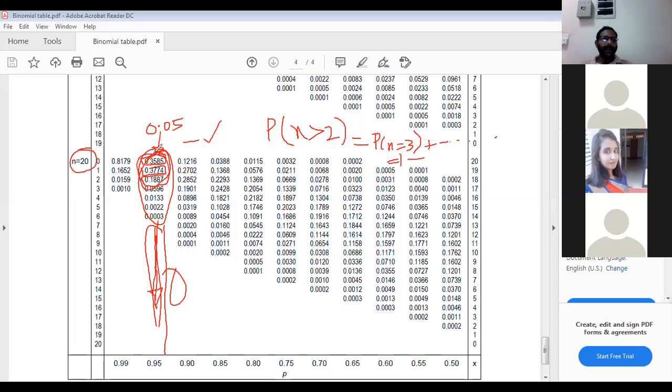Anyone who already did the calculation, what is the value of that? 0.9246. Okay. So you see, the probability of x greater than 2 is equal to 1 minus this. So that is a very small value, closer to 7 or 8. Right. That is one example.